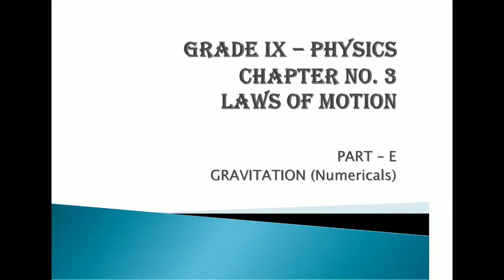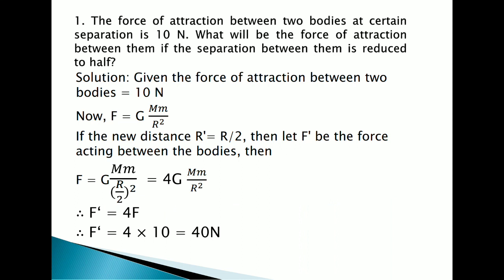Starting with the numericals of part E of the third chapter, that is gravitation. So let us start. A force of attraction between two bodies at a certain separation is 10 Newton. F is 10 Newton. What will be the force of attraction between them if the separation between them is reduced to half? Now the separation is reduced to half. So what is the change in the force that we have to calculate?